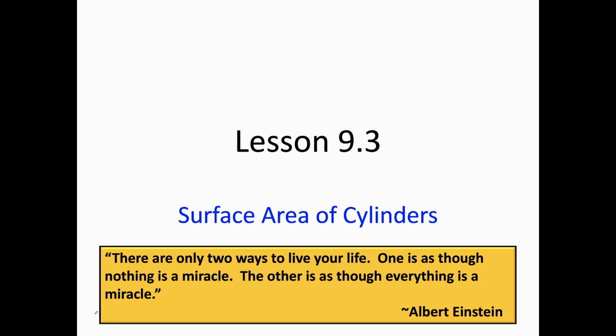So, today's quote is: "There are only two ways to live your life. One is as though nothing is a miracle. The other is as though everything is a miracle," by Albert Einstein. And so we're going to pause the video for a moment for you to take some time to reflect on this quote and what it means to you in your life.